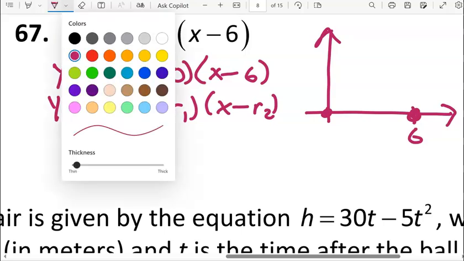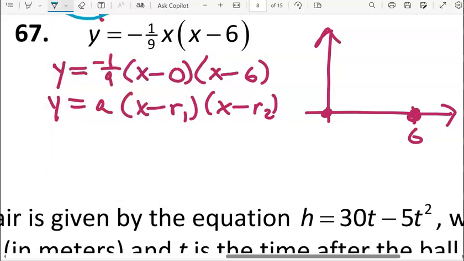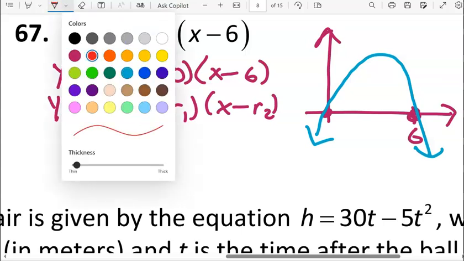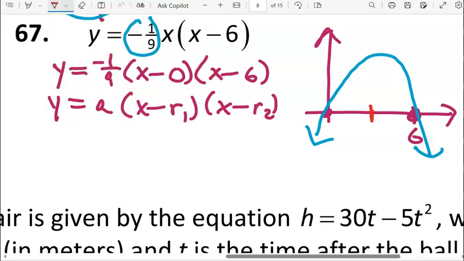And since the a value here is negative 1/9, then that parabola will open downward. And if that opens downward, then our vertex is going to represent a maximum value. So how do we find the x value of the vertex? We're just going to simply average 0 and 6, and we're going to get an average value of 3. You can add them together and divide by 2 if you wish.